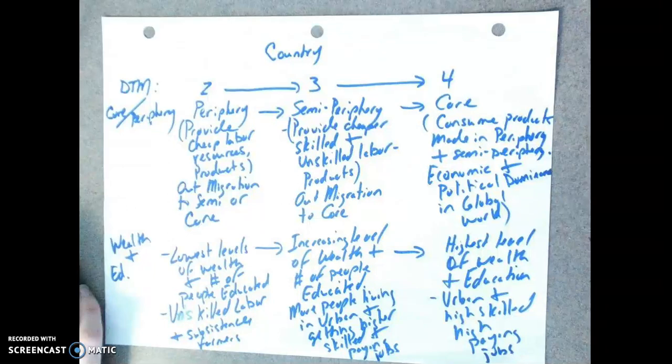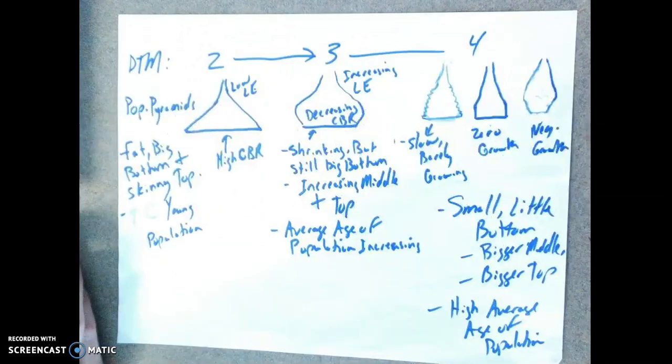The Stage 3 have an increasing level of wealth, increasing number of people who are educated. There are more people living in urban areas and getting higher skilled and paying jobs. Stage 4, this is the highest level of wealth and education. You have the highest percentage of people living in urban areas and in high-skilled, high-paying jobs.